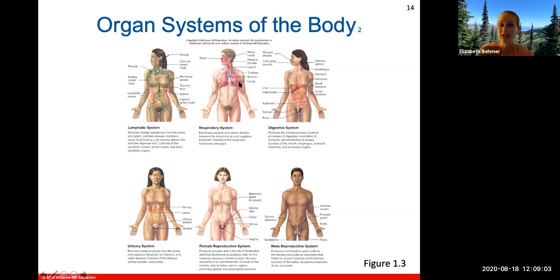The respiratory system is the way that your body exchanges carbon dioxide and oxygen, so it involves your lungs. Digestive system is taking in food sources and eliminating what you don't need. Urinary system is filtering the blood to create urine. Sometimes people get confused that your kidneys are a part of the digestive system, but the kidneys are their own separate urinary system.